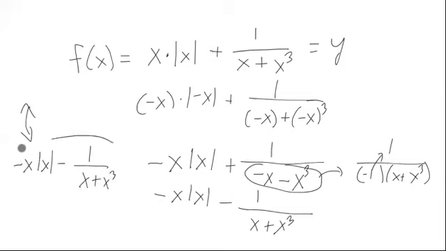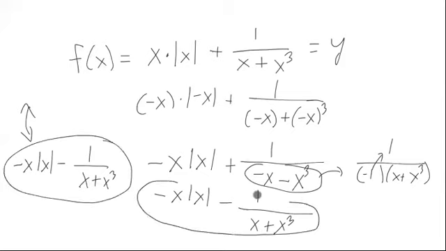Now notice that this is the same as this. So even though it's not even, reflecting it this way or this way produces the same result. Hey, that's odd. It's the same. It's an odd symmetry.